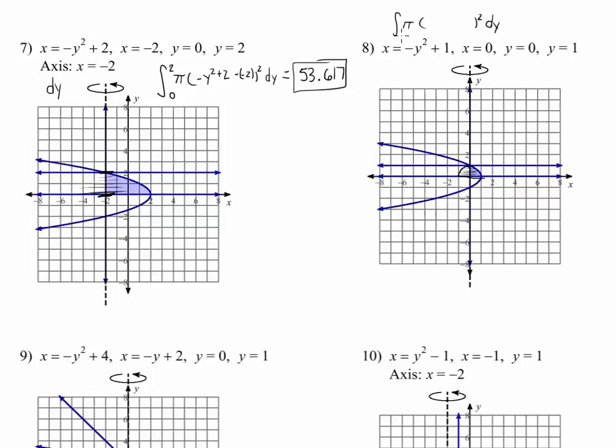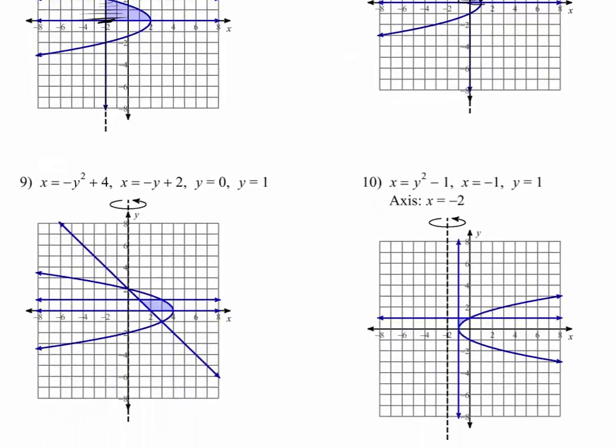We are stacking them from 0 to 1, and the radius is going to be this curve right here, the quadratic curve, -y squared plus 1, minus the axis of rotation, which is 0. And there's our equation. And we type that into our calculator, and we get 1.6755. So 1.675 or 1.676. Okay, problem number 9.